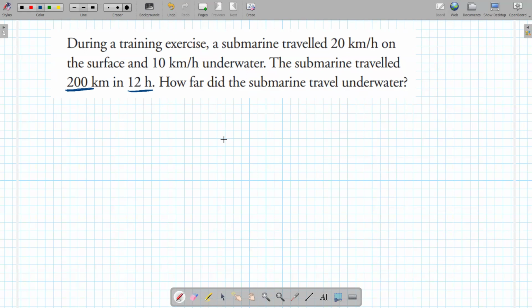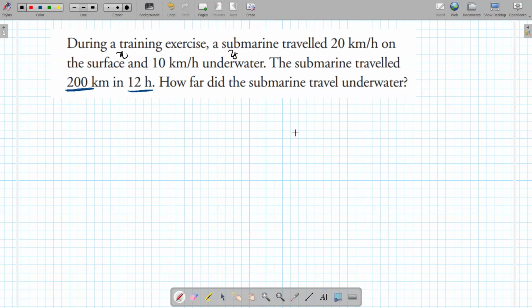What are x and y here? Whether the submarine is traveling on the surface or underwater. So is that the time or distance in those locations? So how far? I guess we can say it's distance. So let's say surface is x, the distance, and underwater is y, okay?